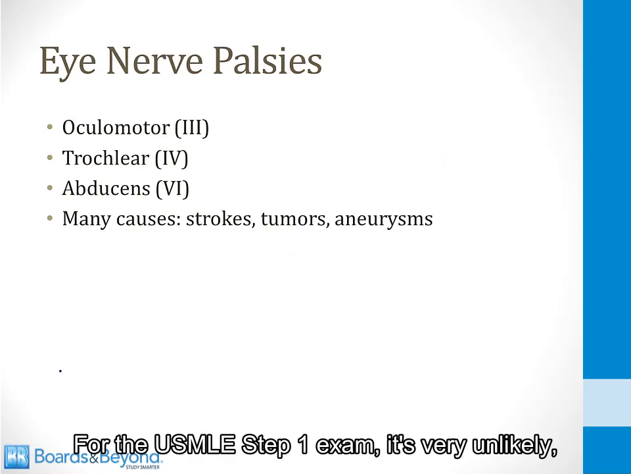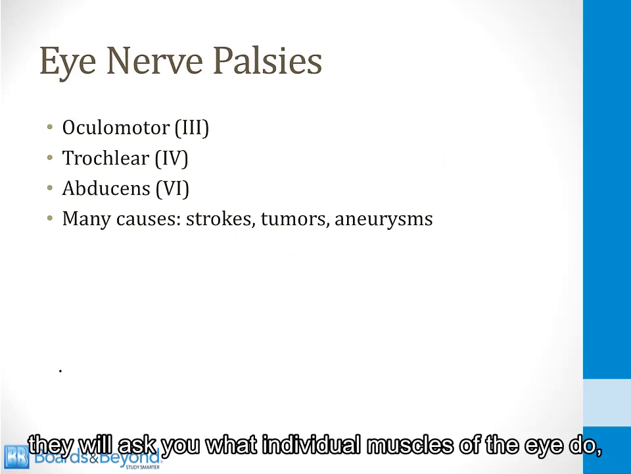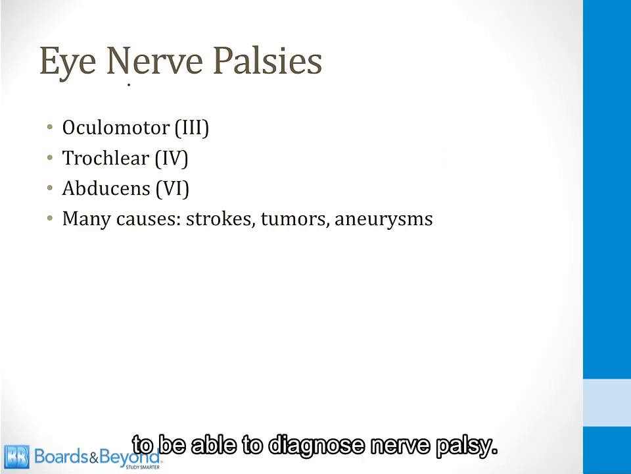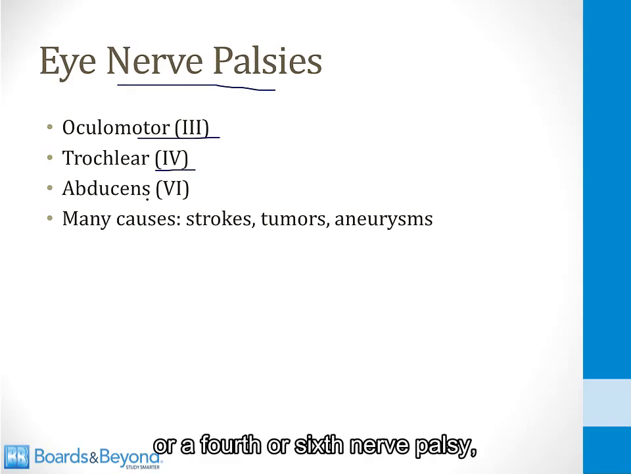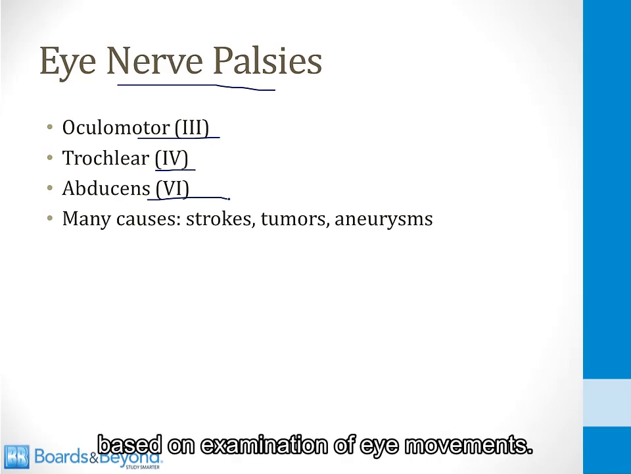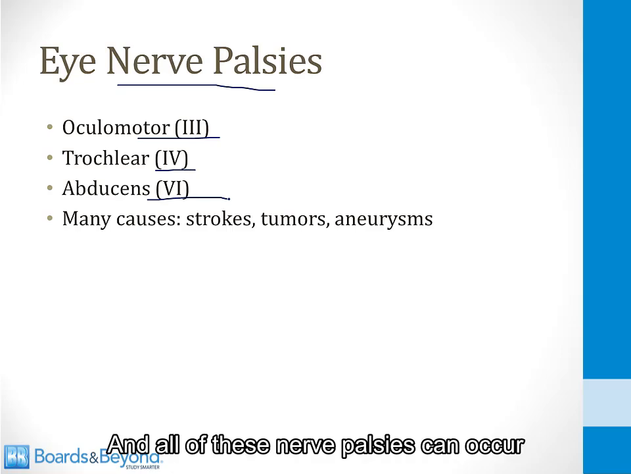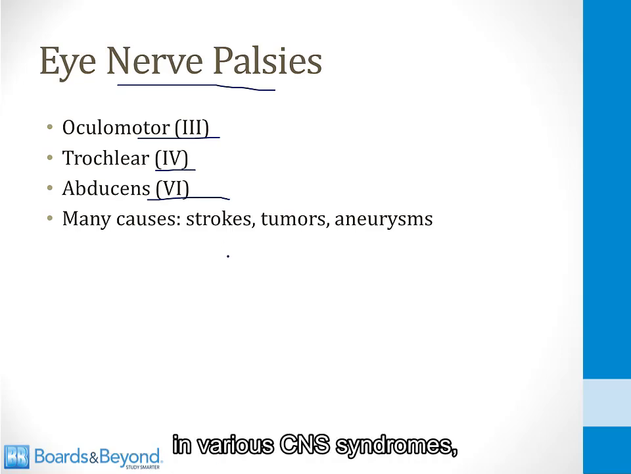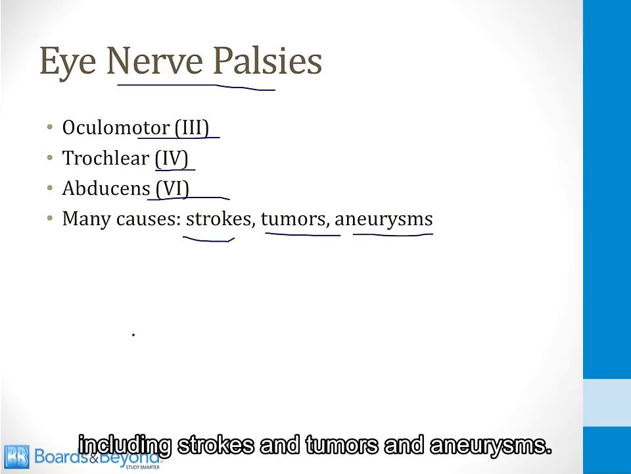For the USMLE Step 1 exam, it's very unlikely they will ask you what individual muscles of the eye do. Instead, they will want you to be able to diagnose nerve palsies. So for example, if a patient has a third nerve palsy or a fourth or sixth nerve palsy, they will want you to know how to recognize this based on examination of eye movements. And all of these nerve palsies can occur in various CNS syndromes, including strokes and tumors and aneurysms.